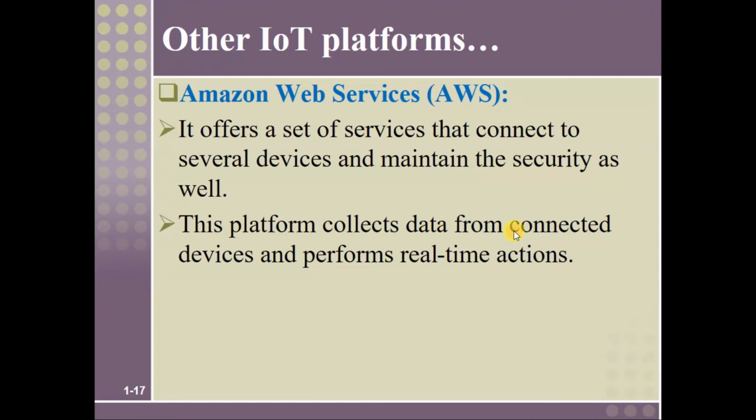Amazon Web Services is used to collect data from the interconnected devices and perform real-time data manipulation. By using Amazon Web Services, we are able to collect the data from the interconnected devices within its application, and at the same time we can perform real-time data analysis, or real-time data manipulation.